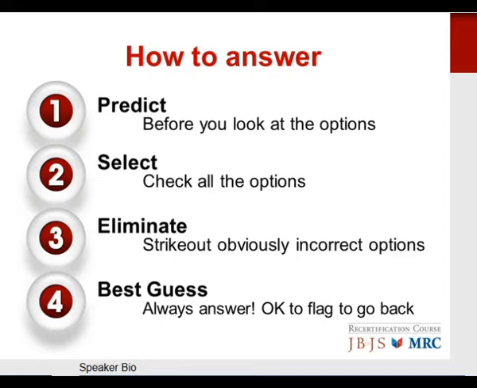It is overwhelmingly important that you answer every single question. Do not leave a question unanswered. It is okay to flag it and go back, but I do know of individuals who've been unsuccessful because they have failed to answer questions and run out of time.